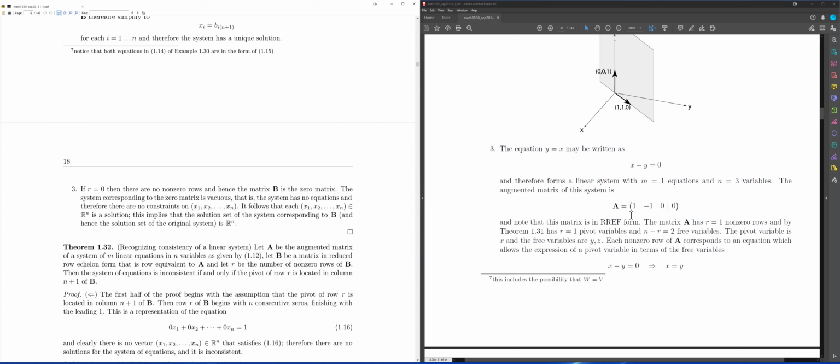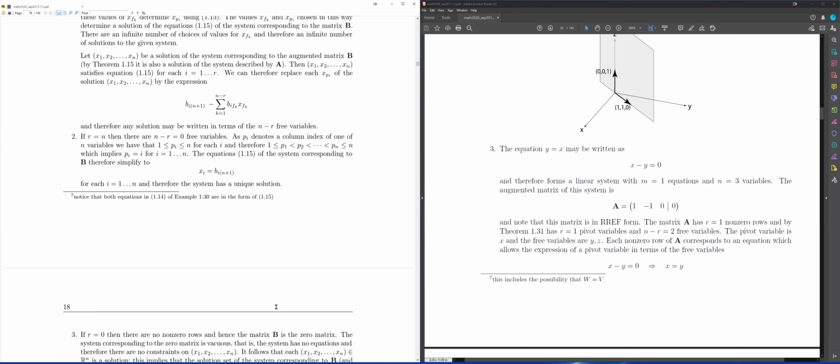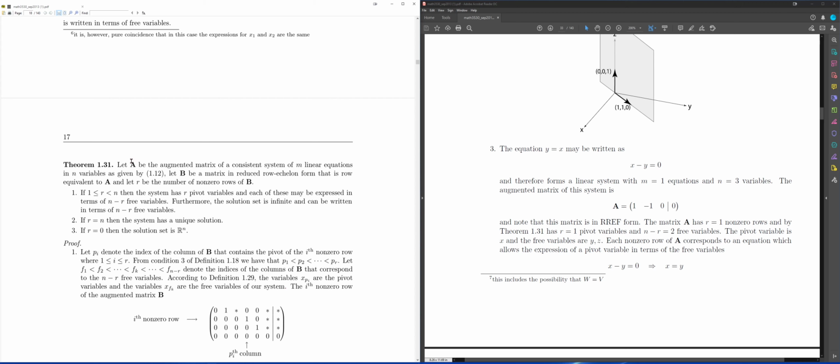So your augmented matrix is this over here. Your pivot is 1 over here, and your pivot is not in this last column on this side. So because your pivot is not in this last column, you know from this matrix that your given system is consistent. Okay, so now that you know that your given system is consistent, you can use this theorem to figure out how many free variables you have.